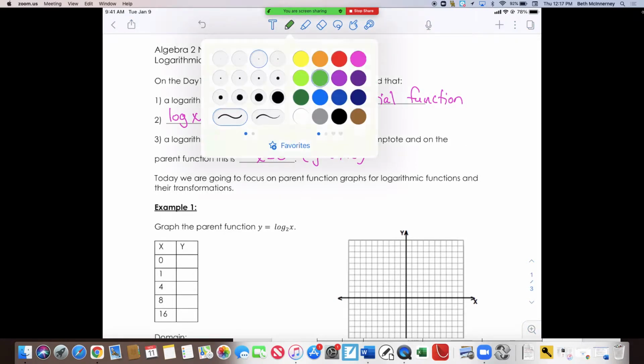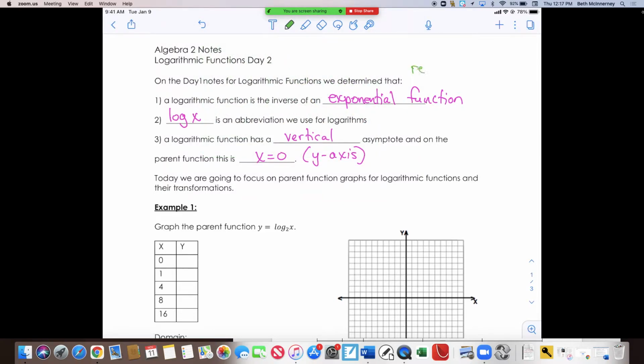Now let's make a little note for ourselves. Recall, on an exponential function, it had a horizontal asymptote. So they're inverses. So we do need to remember that. Today we're going to focus on parent function graphs for logarithmic functions and their transformations. So I need you to have your graphing calculators out.